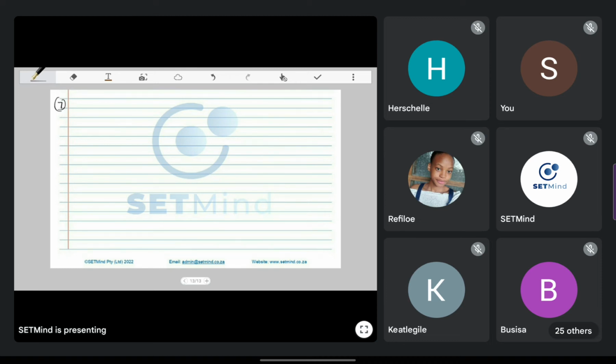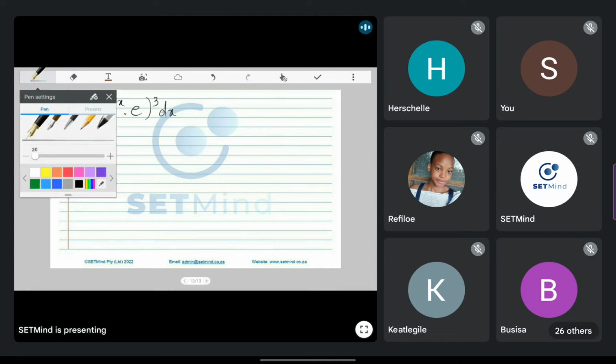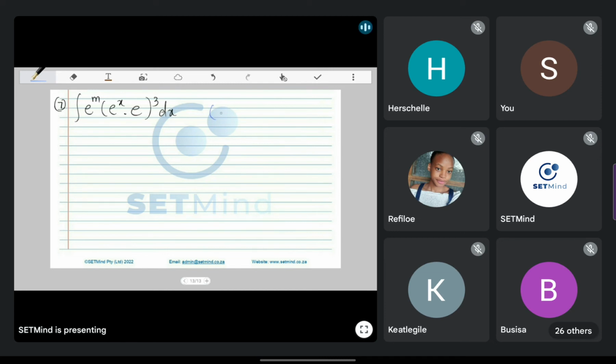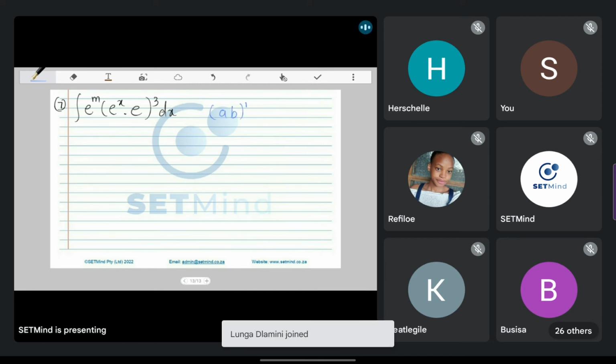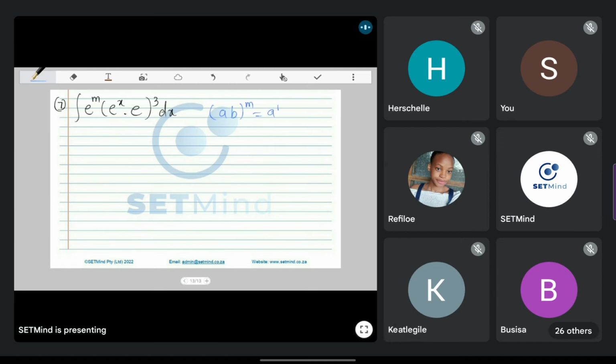So the question was e to the m, I hope, multiplied by e to the x times e, and all this to the power of 3 dx. So this is not hard at all, because we are smart and we know from high school that ab to the power of m is simply a to the power of m, b to the power of m. And we also know that a to the power of m to the power of n is the same as a to the power of m times n. So this is nothing deep.